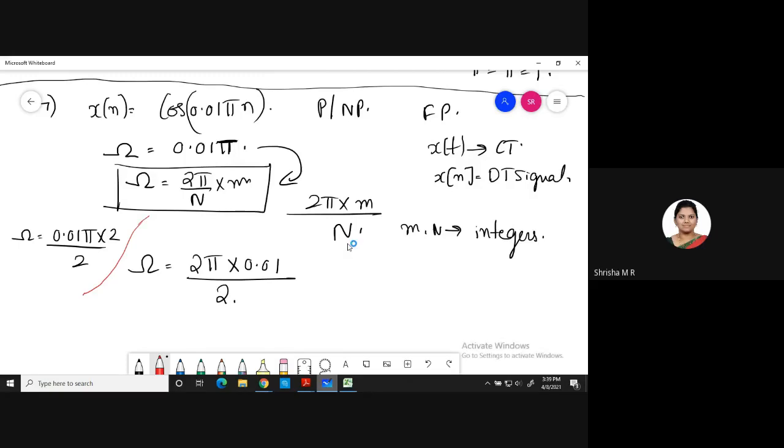Yes. So I have got omega. This is my omega, right? So I'm taking omega in this form, 2 pi into m by n form, where m and n are integers. To find the fundamental period n, I'm trying to get it in 2 pi into m by n form. So I multiply and divide the numerator and denominator by 2. Okay, so I'll rearrange this like this. I want my m to be an integer. So what can I do? So 2 pi into 1 divided by 200, correct?